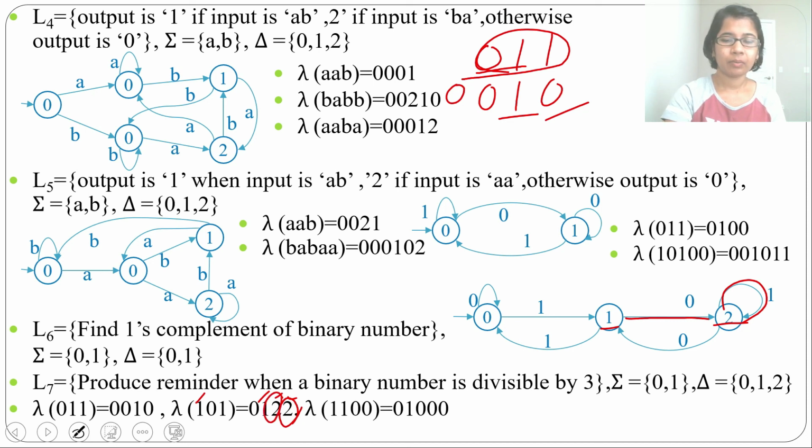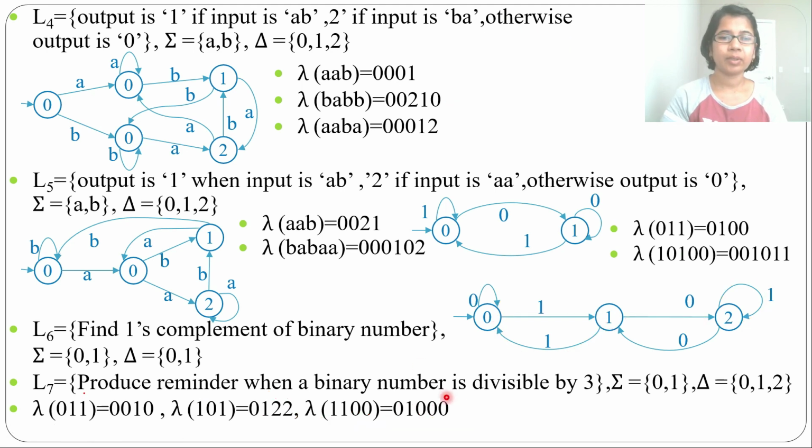Let's check for 1, 1, 0, 0. Initially it will be 0. Then for 1 it goes to this state and output is 1. Then for another 1 it comes to the initial state, output is 0. Then for 0 it will be a self loop, so output is 0. Then another 0, again it will be a self loop and output is 0. So for 1100 decimal is 12. 12 divided by 3, remainder will be 0. You can check the last output, that is 0.